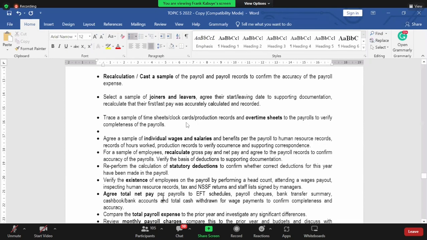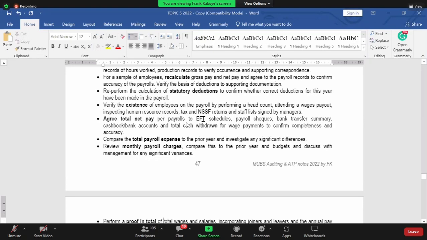EFT schedules, this is the schedule we prepare and send to the bank to pay workers. We send it to our mother bank, but workers have accounts in different banks. You will find your mother bank is Stanbic, the company's bank, but workers have accounts in Orient Bank, Centenary, Stanchart. So you send an EFT to Stanbic, then Stanbic sends money to all the other bank accounts using an EFT, electronic funds transfer.